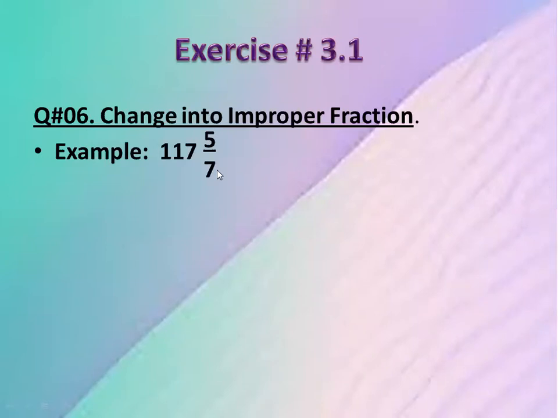So you have to change it into an improper fraction. How will you change it into an improper fraction? You will multiply 7 by 117 and then add it to 55. So you have 117 here. In the working column, you will multiply it. So 7 multiplied by 7 will become, can you tell me the answer?